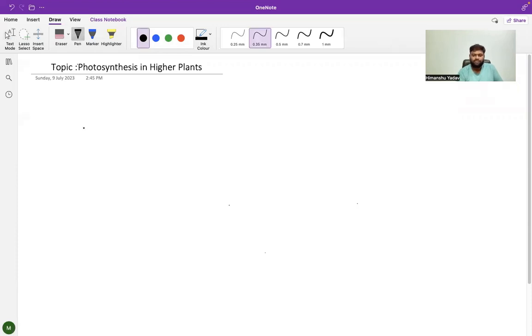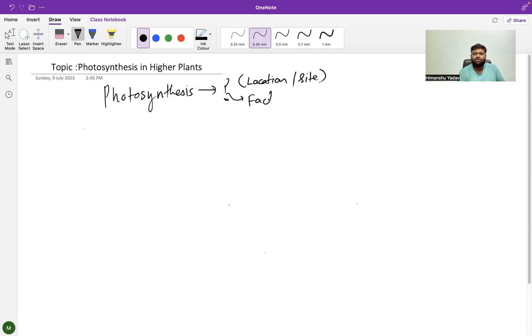What is important is that you need to understand that the process of photosynthesis in higher plants is very important. What happens in photosynthesis, where is it occurring, what is the location or the site where it is occurring, and what are the factors involved in photosynthesis? If you see this word photosynthesis, it combines two words: one is photo, the other is synthesis.